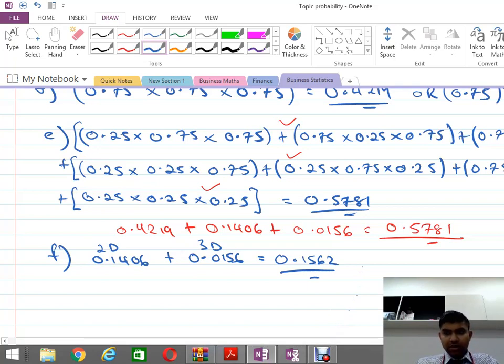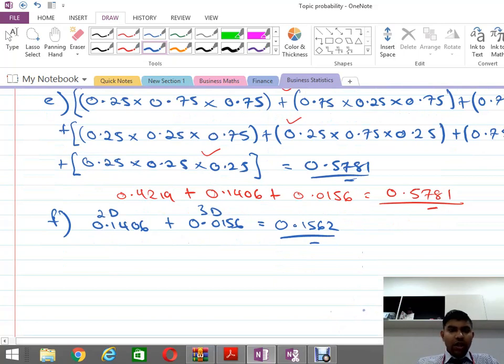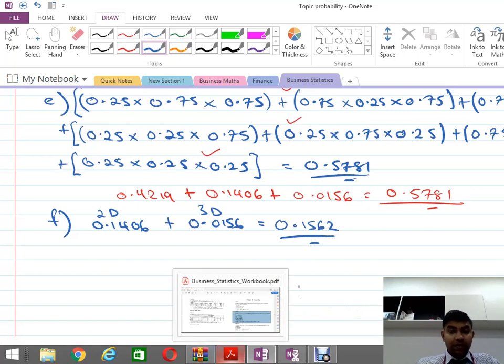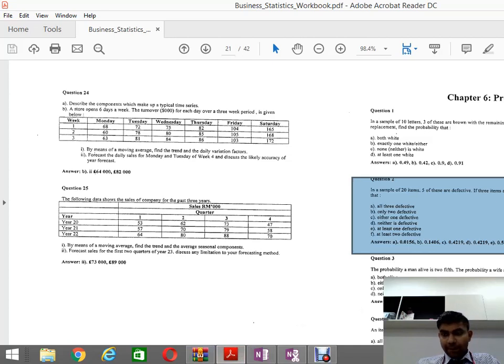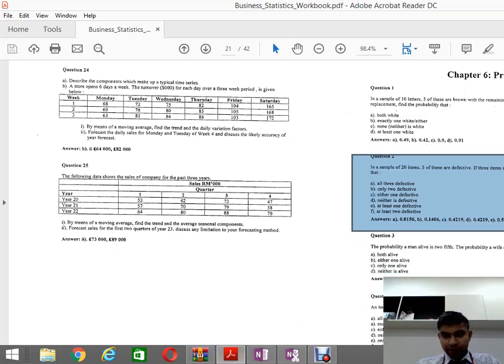Okay. So this is how you do with replacement. Without replacement means the numbers will reduce. That one we will do later in the next part.